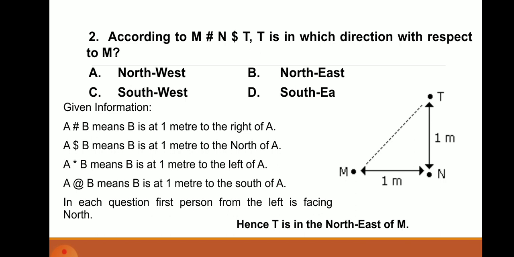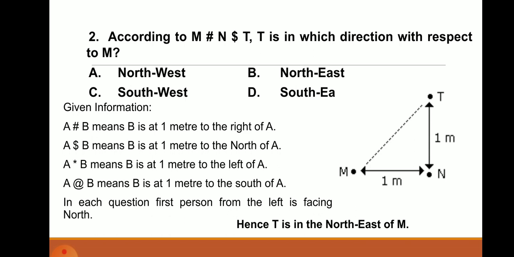So questions of the same type are there where you need to utilize the given information, apply the symbols and notations given in the question, then plot the diagram, and according to the diagram answer whatever question is asked. So the second question is, according to M hash N dollar T, T is in which direction with respect to M? According to the given information, M hash N means N is 1 meter to the right of M.